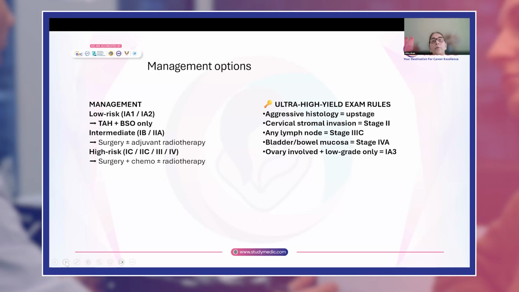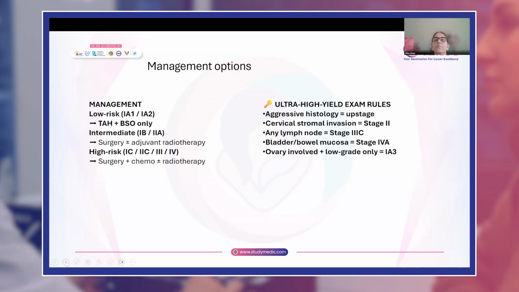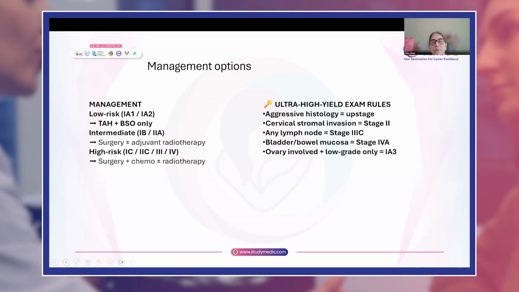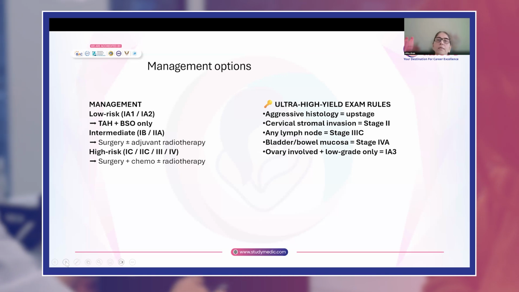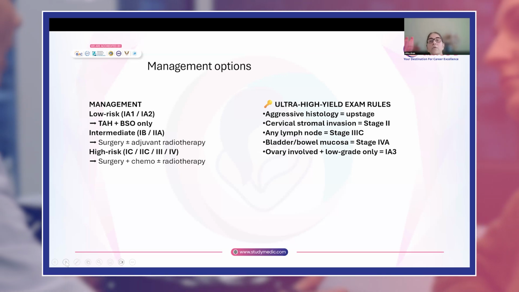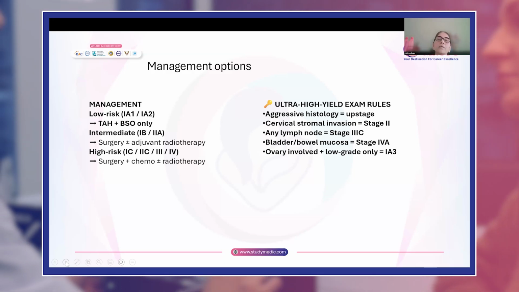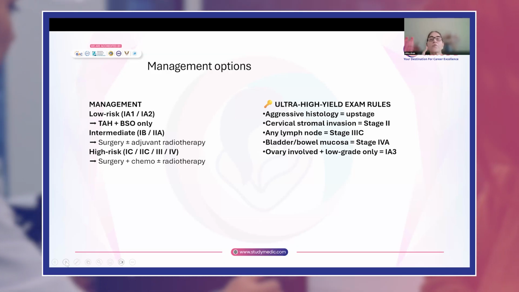Important things to remember in the exam. Whenever the histology is aggressive, you will upstage the staging. Cervical stromal invasion automatically becomes stage 2. Any lymph node is involved, it becomes stage 3C. Bladder, bowel mucosa involvement is stage 4. And ovary is involved. Okay, ovary is involved. You will immediately think it has spread and it is stage 3.